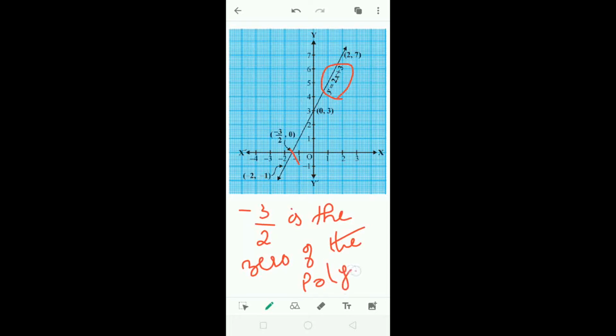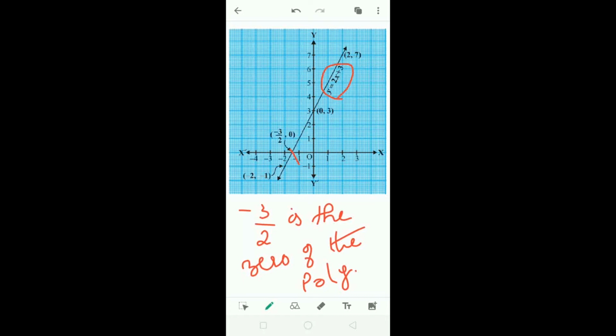So this is very simple to find by the graphical way. We look at the graph, and the points where it intersects the x-axis are the zeros of the polynomial. So for a linear equation we have only one zero of the polynomial, and this is an example of a linear equation.